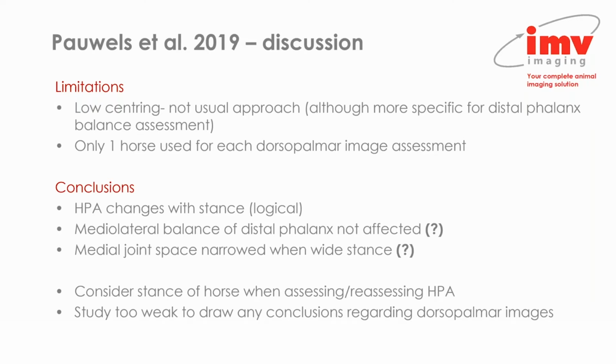The medial lateral balance of the distal phalanx did not appear to be affected, and also the medial joint space narrowed when the horse is in wide stance. However, this was only an observation in one single horse, and so I don't think we can take anything from that and apply it to a wider population at this stage.